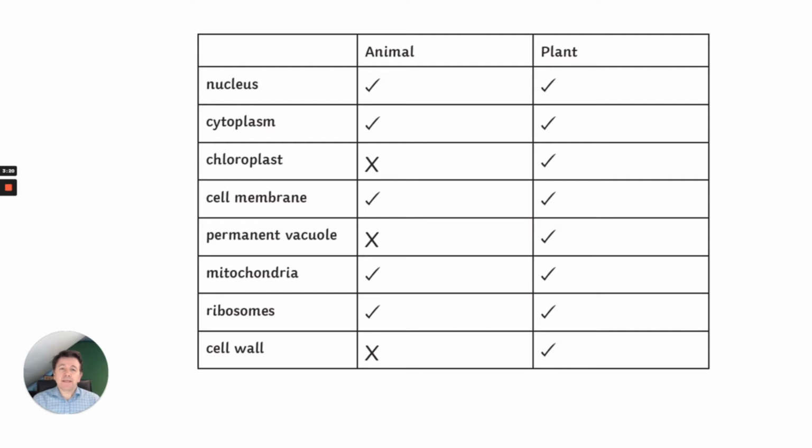So here are the similarities and differences. So they both have a nucleus, they both have cytoplasm, but an animal cell doesn't have a chloroplast because they don't photosynthesize, whereas a plant does. Cell membrane, both have cell membranes. Permanent vacuole is only found in a plant. The mitochondria are found in both animal and plant. Ribosomes, both. And then cell wall, only found in a plant.